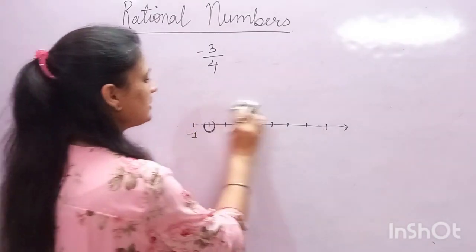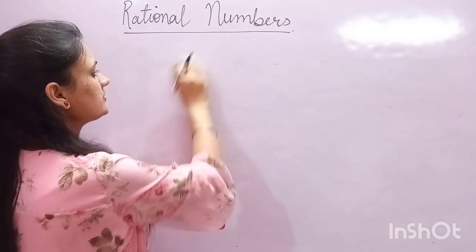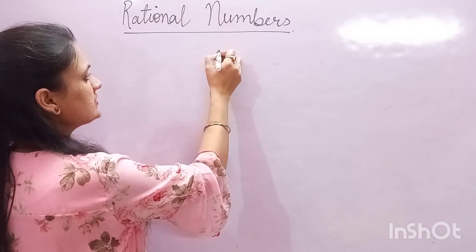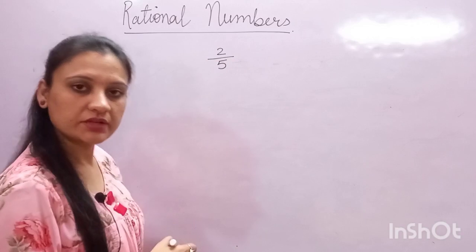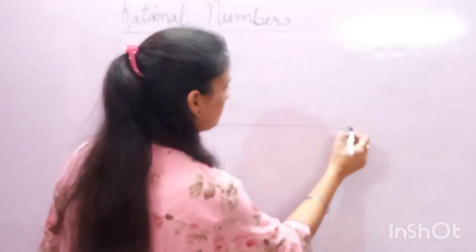Let's take one more example. Suppose they ask you to represent 2 by 5. Right? So what do we do? We draw a number line first.